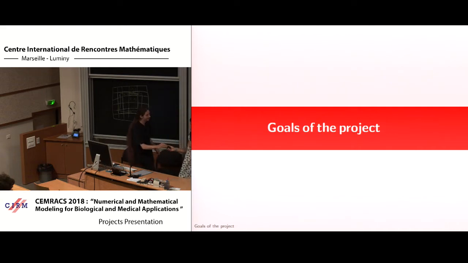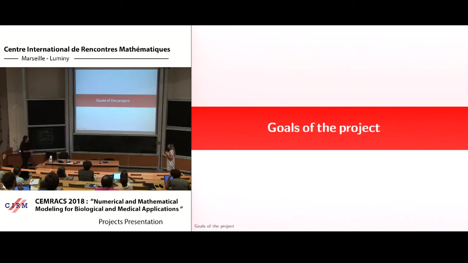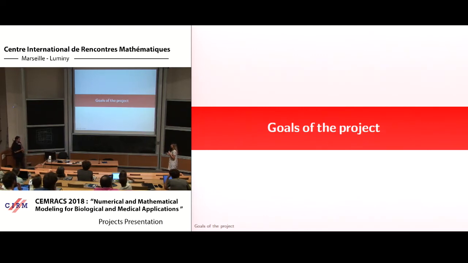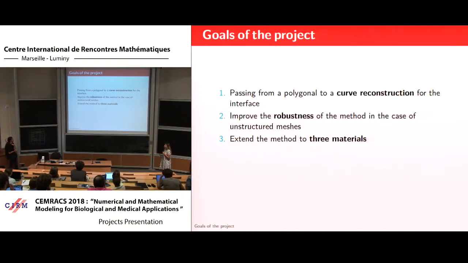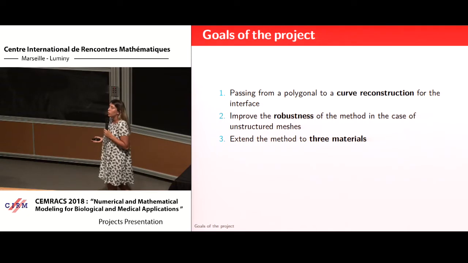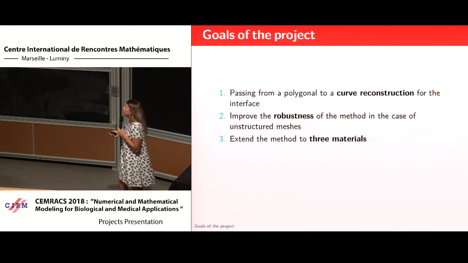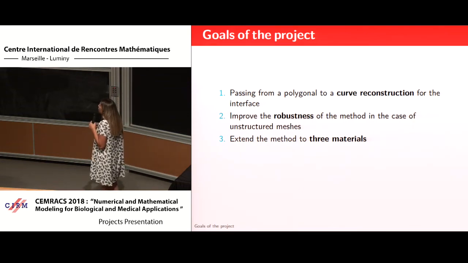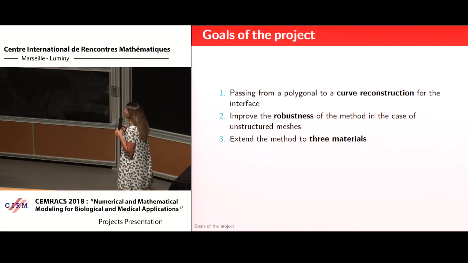Okay, so all of this was actually already done in the paper that we started to study. So the question is, what are the goals of our project? How to extend this work? So the first idea was that we want to pass from a polygonal reconstruction, as Igor explained, to a curve reconstruction. This can happen because maybe what you want to approximate is, for example, a circle. So you can imagine that a curve reconstruction could work better, or also because you want to work with curved meshes. So there is an interest in improving this point.